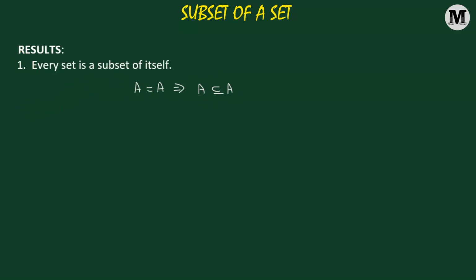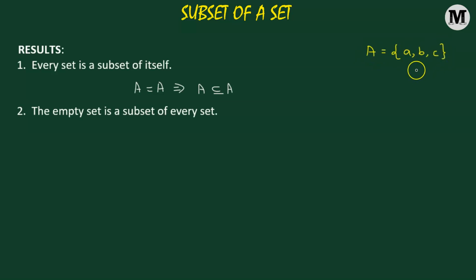Let's go to the second one. The empty set is a subset of every set. Let's try to understand it with the help of an example. Let's consider a finite set A with the elements a, b, and c. What we'll do, we'll remove one element from this given set A. Let's remove this element c, and this gives us a new set B containing the elements a, b.